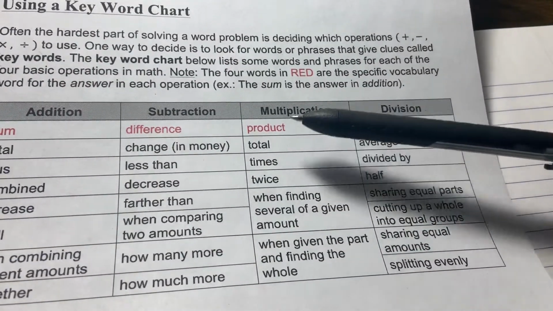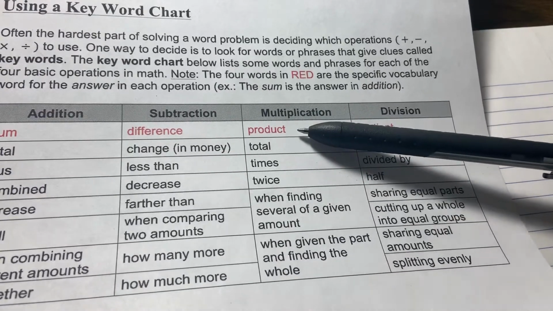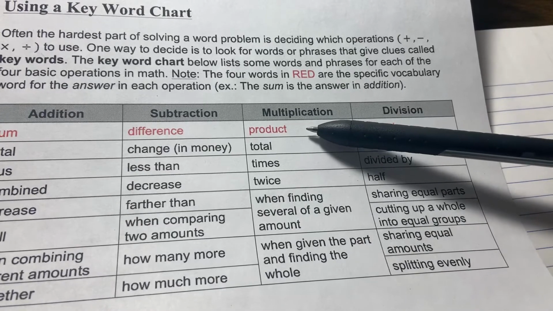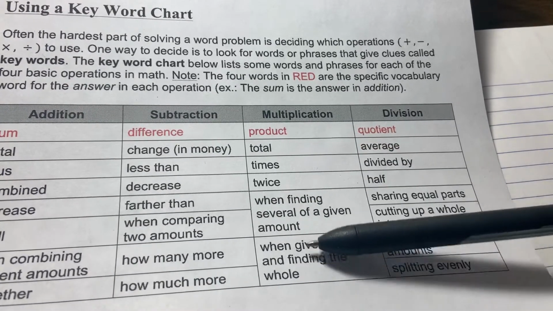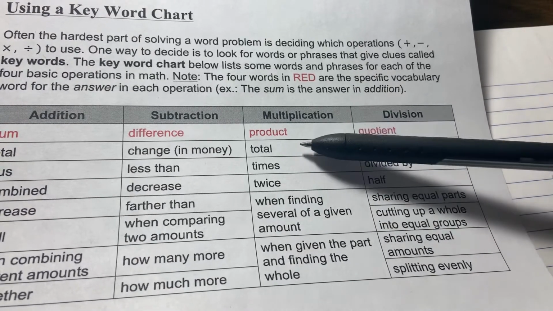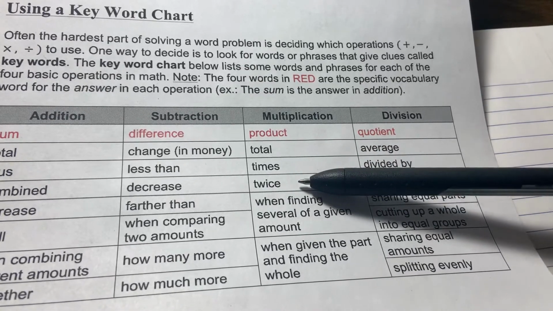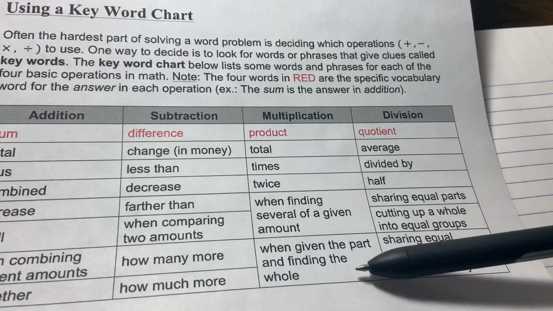That would be an example, again, of subtraction. Multiplication. The word product is the answer in multiplication, okay? So if you're told, find the product of 2 and 5, you know that the answer is 10. You're just multiplying those two numbers. These other words, however, right? These other words and phrases are keywords that may mean to multiply, okay? Total, times, twice, when finding several of a given amount, when given the part and finding the whole.